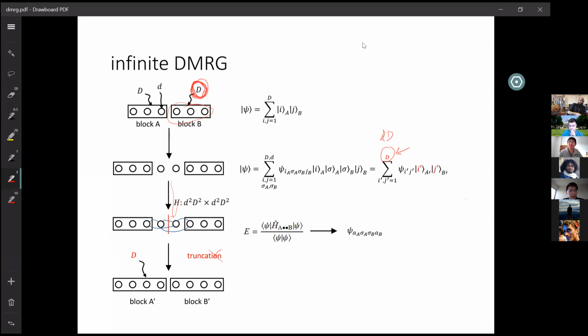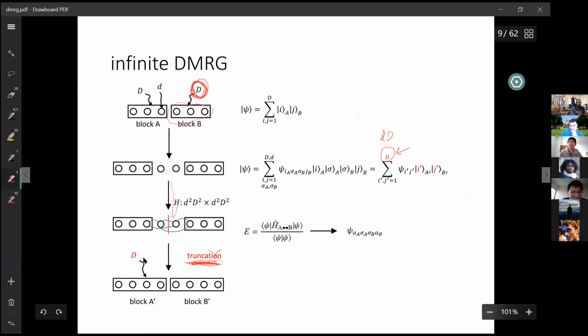Oh, so can I equivalently say that the starting point of the algorithm is like some moderately large system for which exact diagonalization is possible? Okay. Right. If you consider the beginning of truncation as the starting point of the algorithm, then that's right. So before that, everything is exact. Okay, makes sense. Got it. Thanks. Great question.